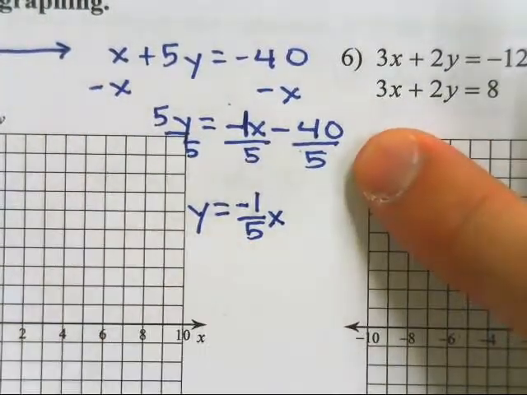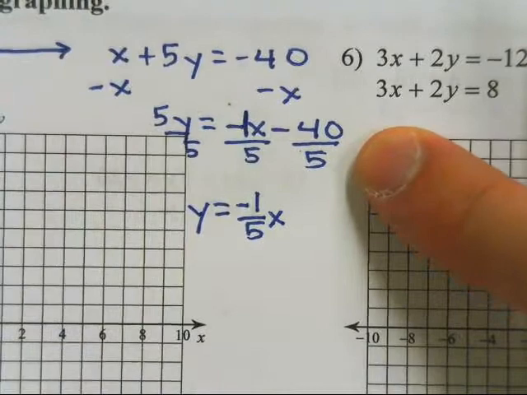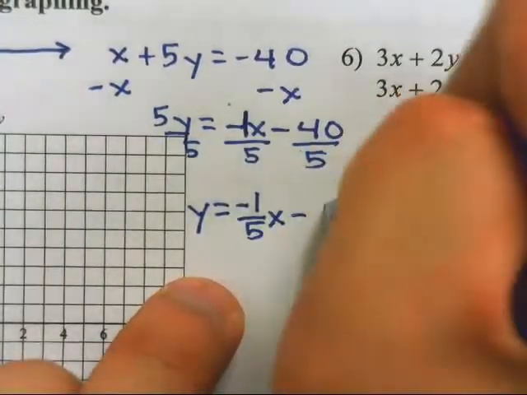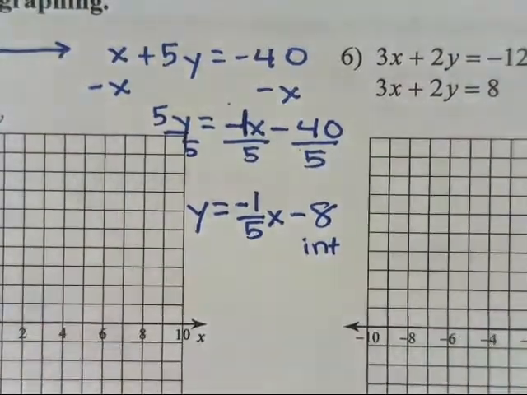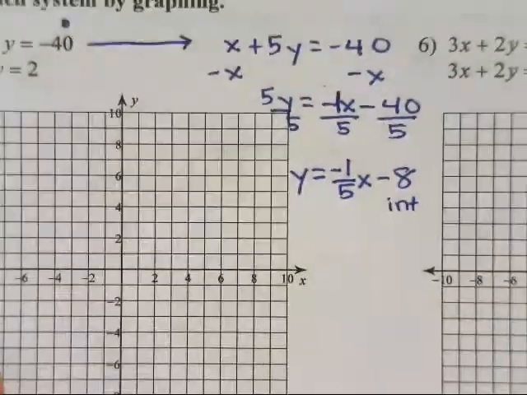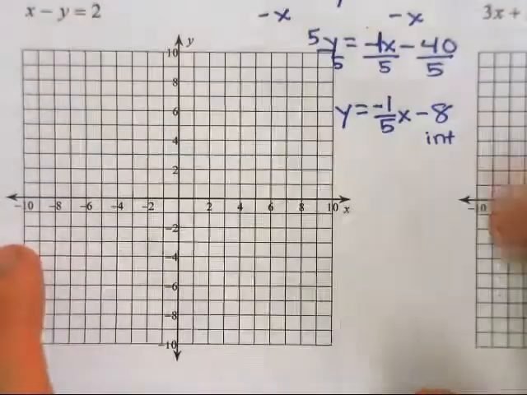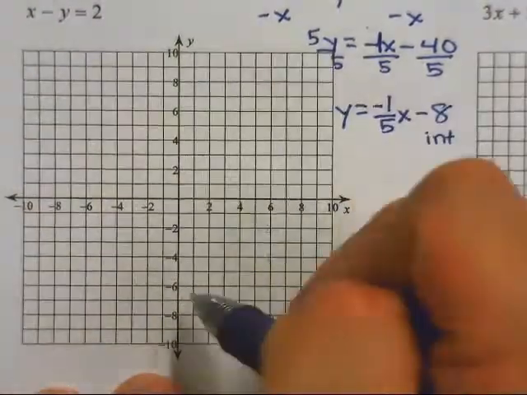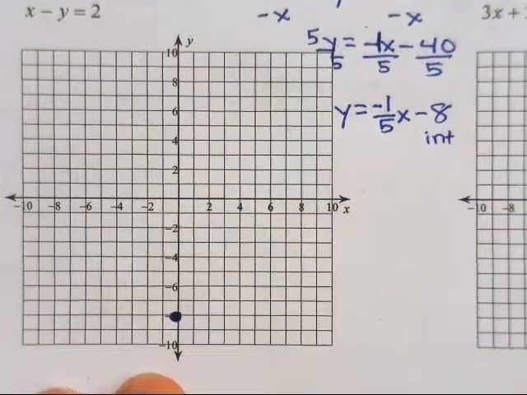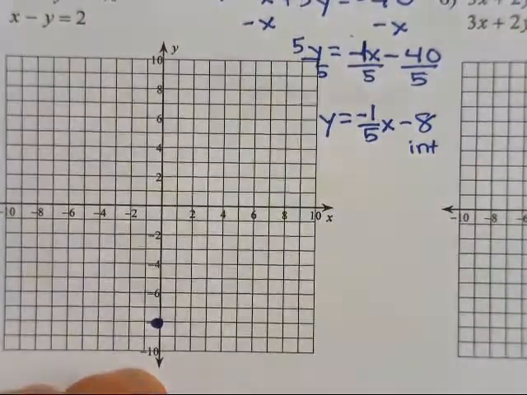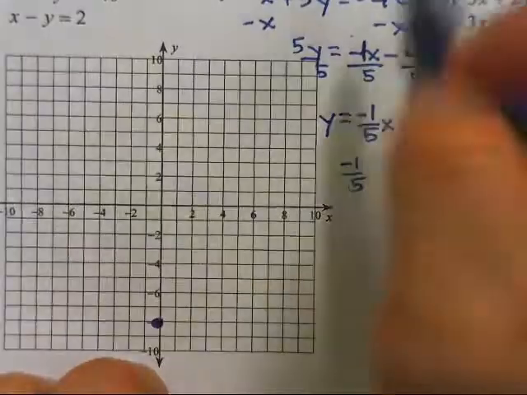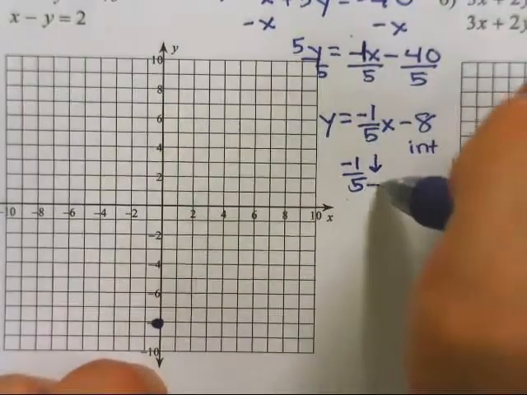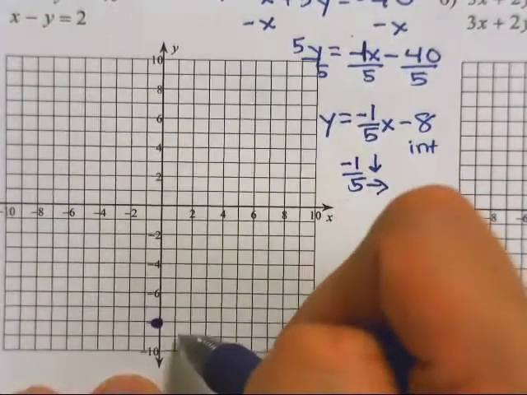We definitely can do the second one. Negative 40 divided by 5? Negative 8. So there we go. So now we have it in slope-intercept form. Let's go ahead and graph this right now. Okay. So negative 8 over here. What does negative 1 over 5 mean for your slope? 1 what? 1 down, 5 to the right.